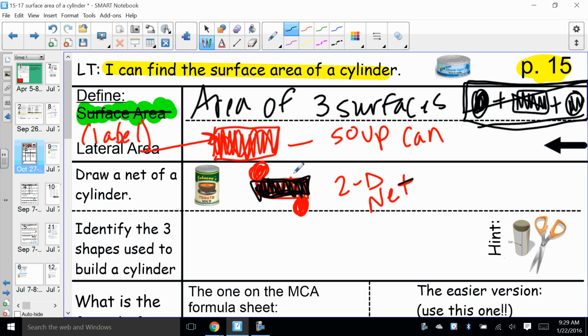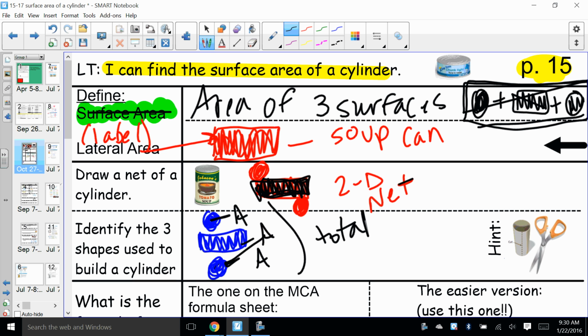And it says next to identify the three shapes used to build a cylinder. Well, we just talked about that. Circle on top, congruent circle on the bottom, rectangle that wraps around. And there we have it. Okay, so we're going to find area of this, area of that, add them together, and that is our total surface area. All right, 7th grade, here we go. So go ahead and catch up, actually. Probably working through that too fast for you.